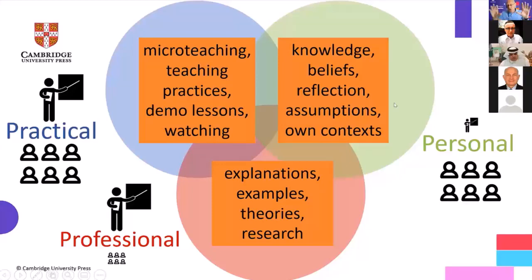So what I'm trying to show here with this diagram is that we have a session shape, a model which needs to involve all of these things, all mixed up as an ingredient for a cake. It's not linear. It's not one after the other. So you could begin with practical, you could begin with professional, you could begin with personal. It doesn't really matter as long as all three are elements within your training session.